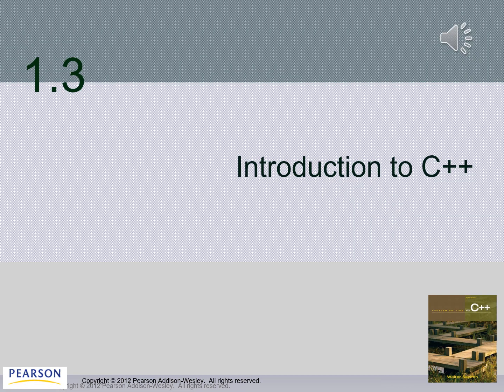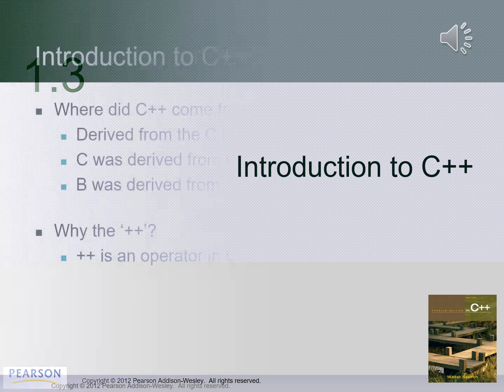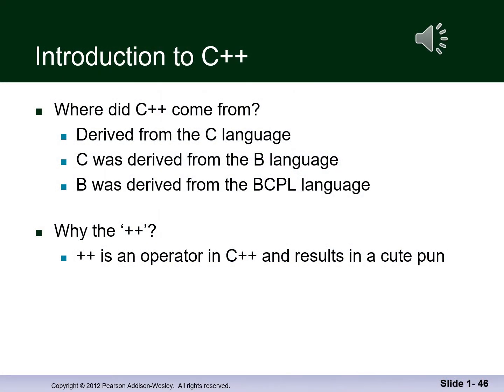We have two sections left in Chapter 1. This section covers an introduction to C++, the programming language we will spend the majority of this class learning, using as the structured programming language of choice. Where did C++ come from? C++ was derived from the C language, which has been around forever.